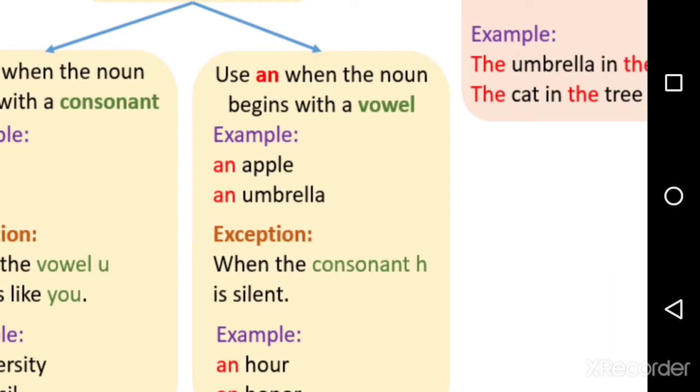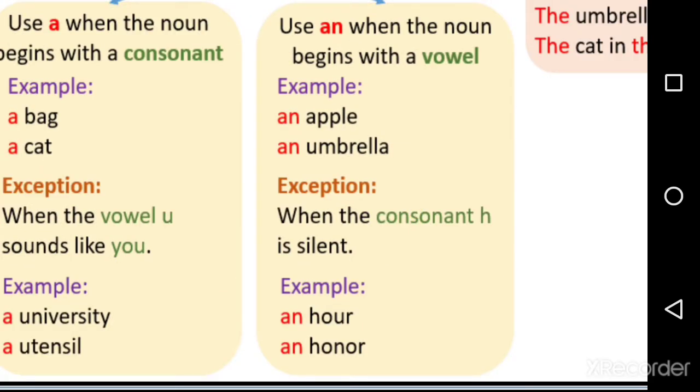An is used when the noun begins with a vowel. For example, an egg, an apple, etc. Sometimes when the noun begins with the letter H, the letter H is silent and then it gives the sound of a vowel. In that case, we use an before it. For example, an hour. Now here hour begins with H but H is silent and it gives the sound of a vowel. So, we will use an before it.